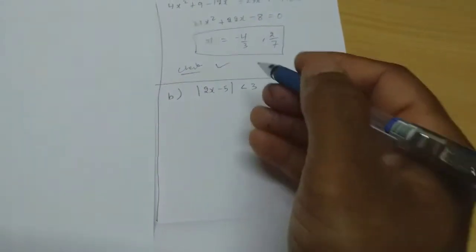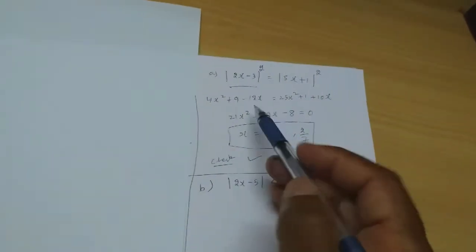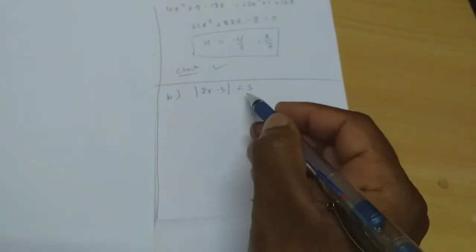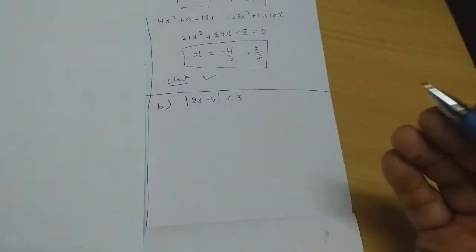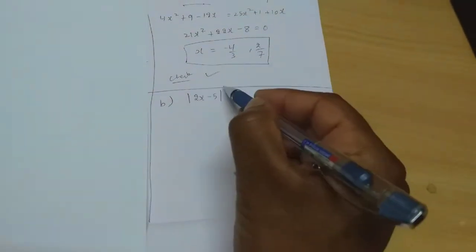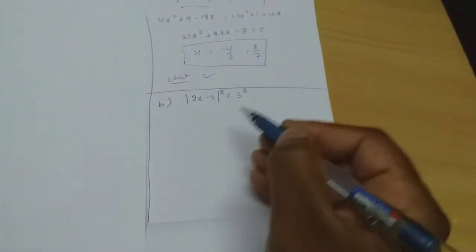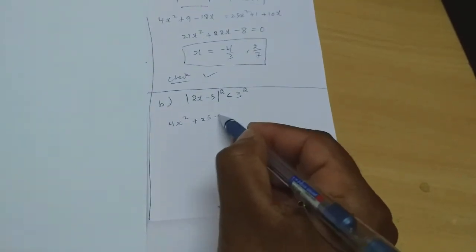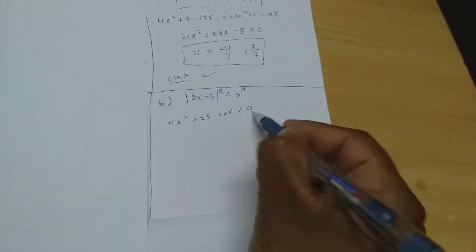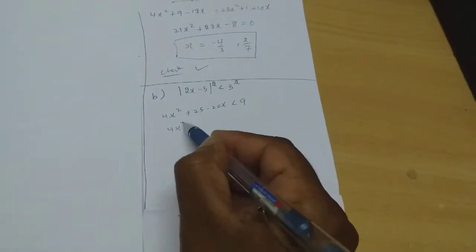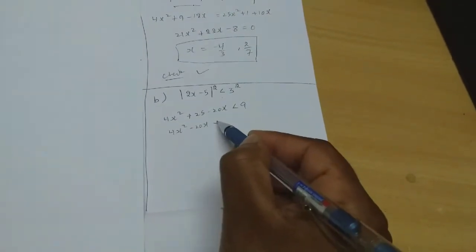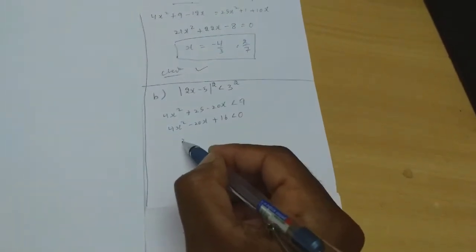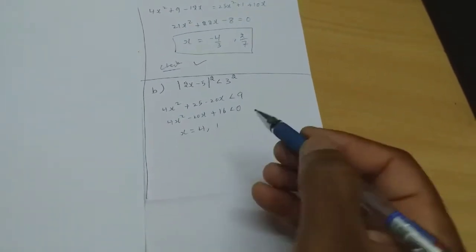Now look at the second sum. When there is mod on both the sides, you do the square. And when there is an inequality present, then also I recommend you to do the square on both sides. So what do I get? (a minus b) whole square, it will become 4x square plus 25 minus 20x less than 9. So bring all to one side, 4x square minus 20x plus 16 less than 0. So after factorizing, my x values are 4 and 1.